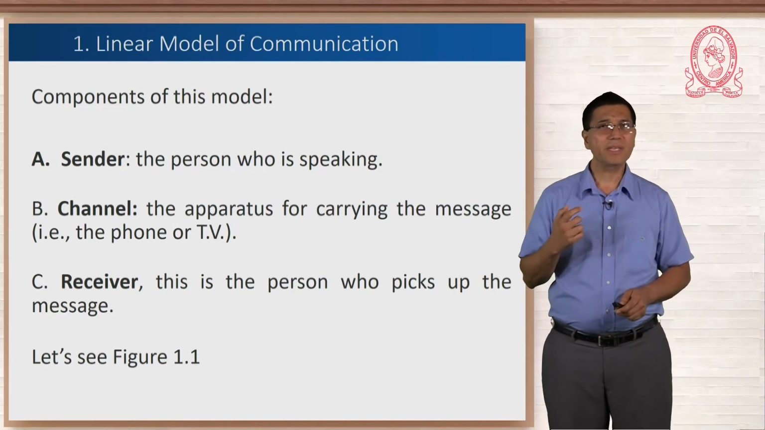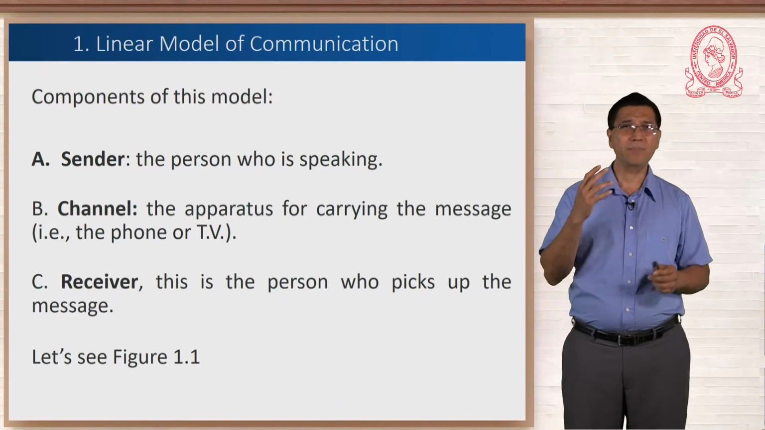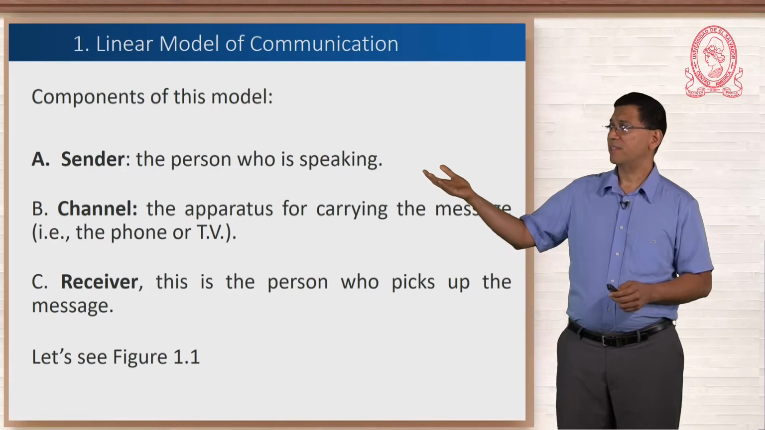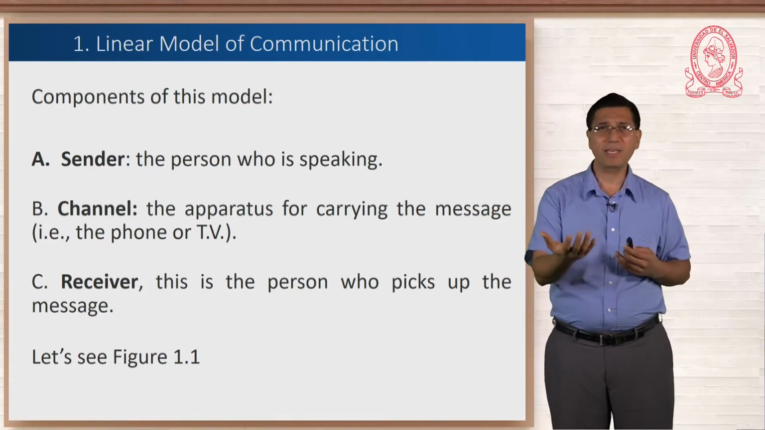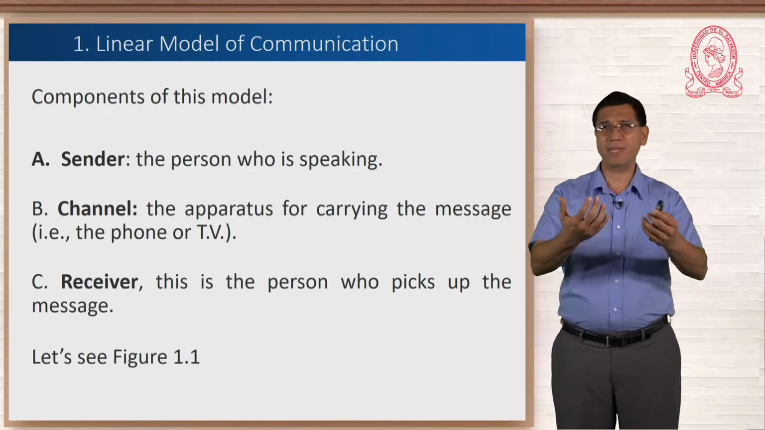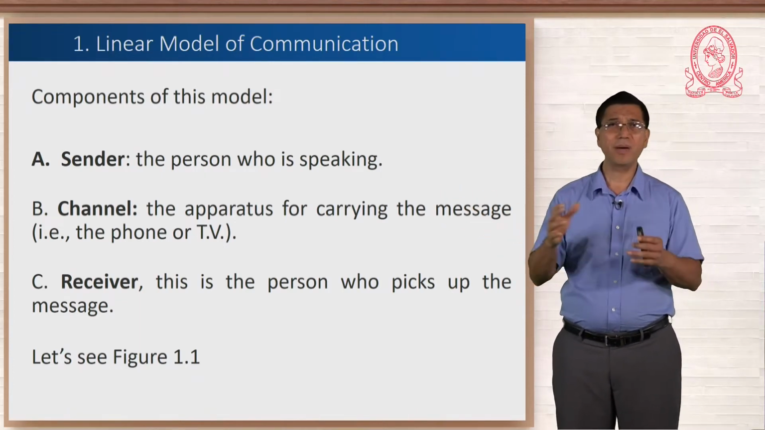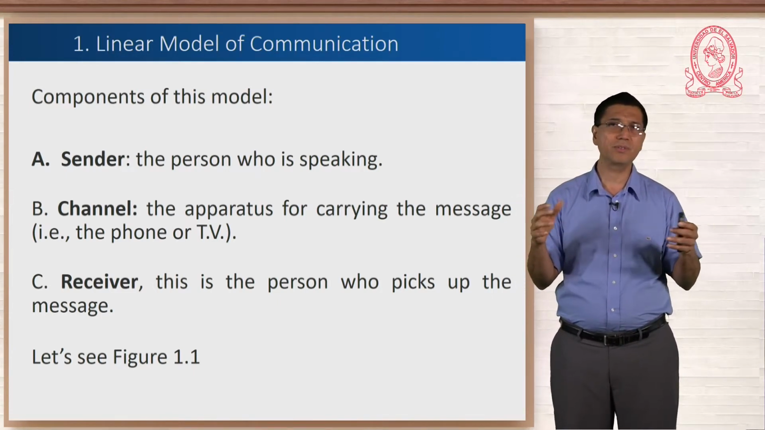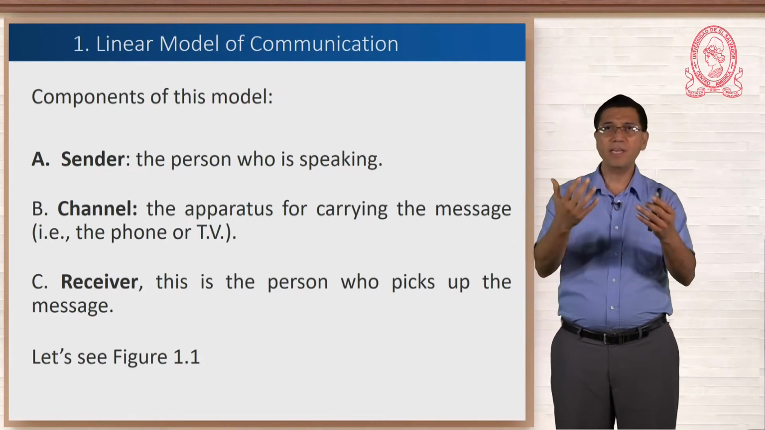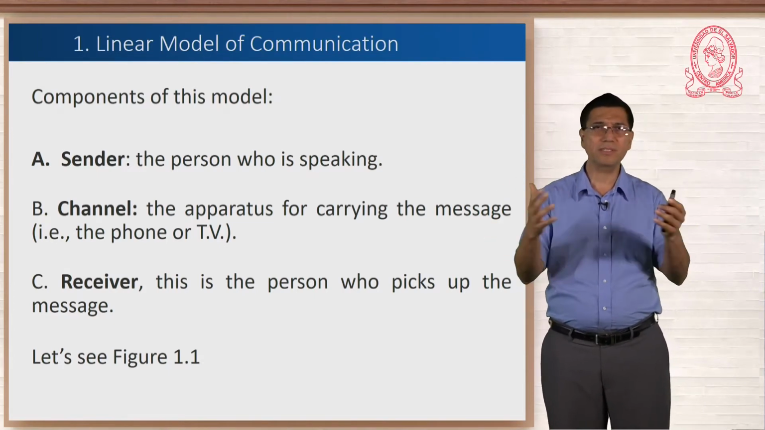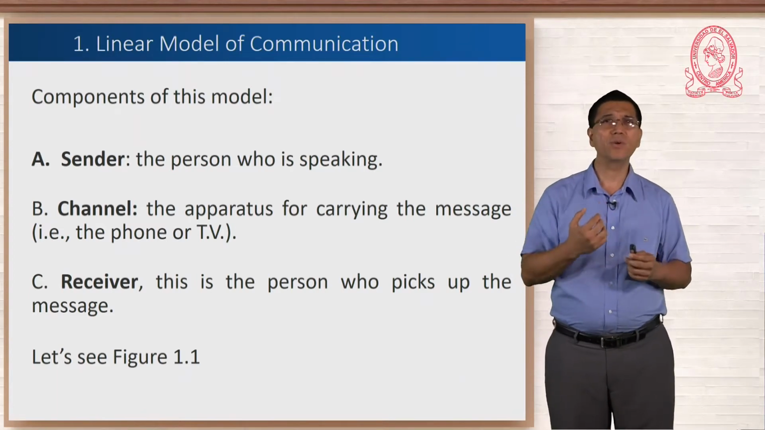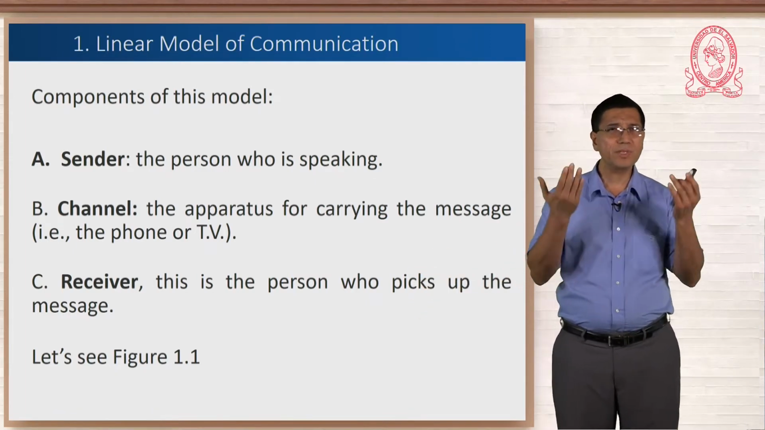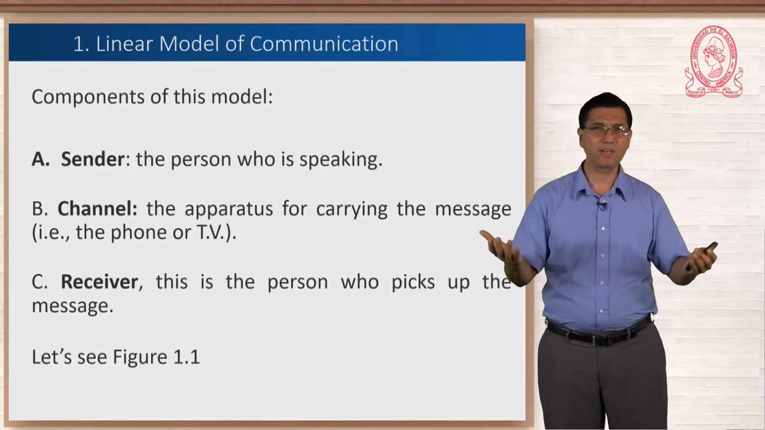In the linear model of communication, we have 3 main parts, elements, components. You can see here you have the sender, which is the person who is speaking and delivering the speech, the one who is transmitting the message. Then we have the channel. What is the apparatus for carrying the message? That means the media. You use a cell phone, a TV, a cinema, or you are in a theater. So what is the channel that you use to convey your speech? And of course, we have the last one, that is the receiver. That is the person who receives, who listens, the audience of your speech.